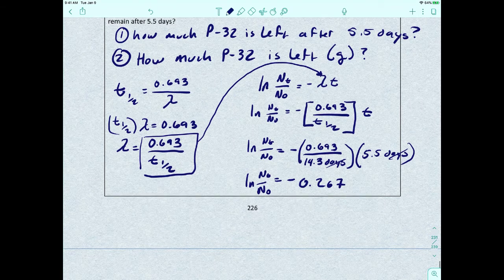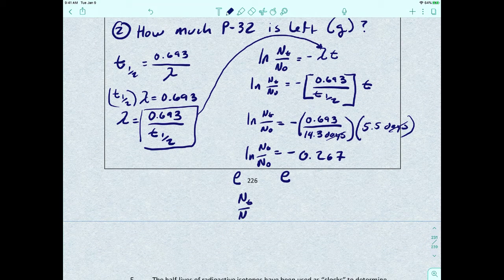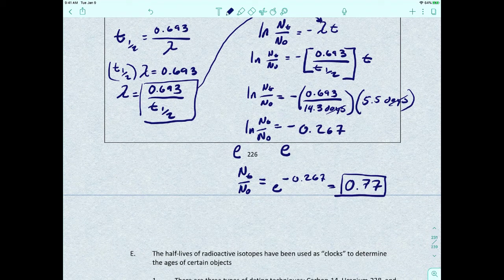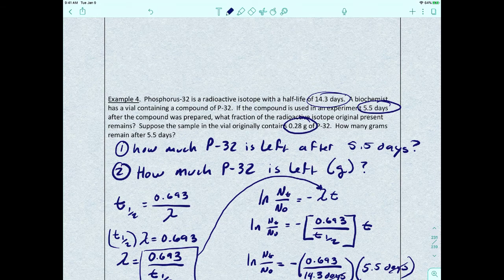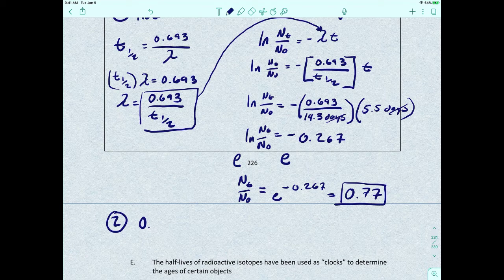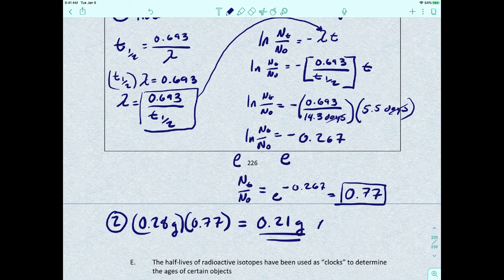Now, to get that fraction by itself, I have to make both sides the exponent of e. If we undo that, we get the fraction nt over n0 by itself. This is equal to e raised to the negative 0.267, which should give us a positive 0.77. So this is the fraction, this is how much is left. Now, the second question: we know that we have a mass of 0.28 grams. How much is remaining? If we take that 0.28 grams and multiply it by 0.77, we should have 0.21 grams. And this is how many grams remain after 5.5 days.